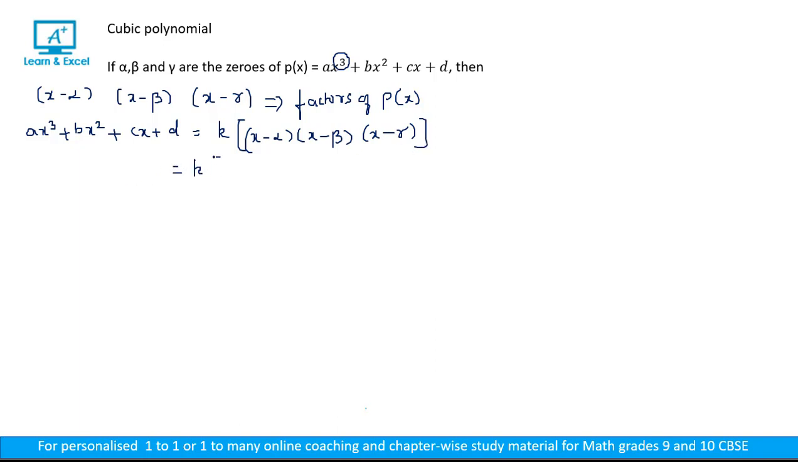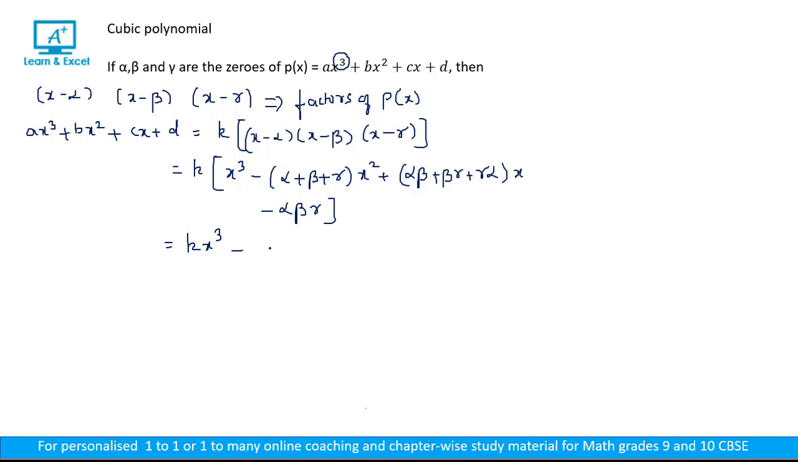So we will have k into x cube minus alpha plus beta plus gamma into x square plus alpha beta plus beta gamma plus gamma alpha into x minus alpha beta gamma. Let us now multiply this. So we will have kx cube minus k into alpha plus beta plus gamma into x square plus k into alpha beta plus beta gamma plus gamma alpha into x minus k alpha beta gamma.